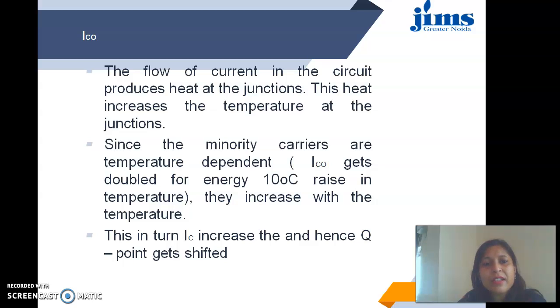Let us consider each factor in detail one by one. Firstly, I am taking the ICO leakage current. The flow of current in the circuit produces heat at the junction. Since the minority carriers are temperature dependent, the leakage current gets doubled for every 10 degrees Celsius rise in temperature. So IC increases, hence the Q point shifts. If ICO changes, the Q point shifts.